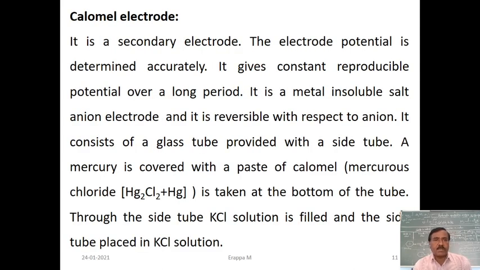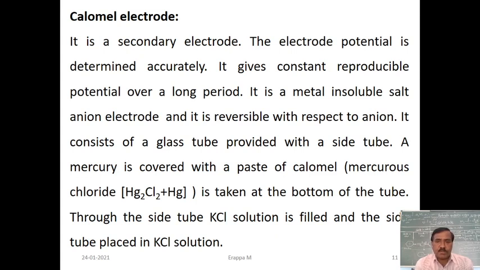The next one is the calomel electrode. It is a secondary electrode. Its electrode potential is determined accurately, and it gives a constant, reproducible potential over a long period. It is a metal insoluble salt ion electrode and is reversible with respect to the anion.